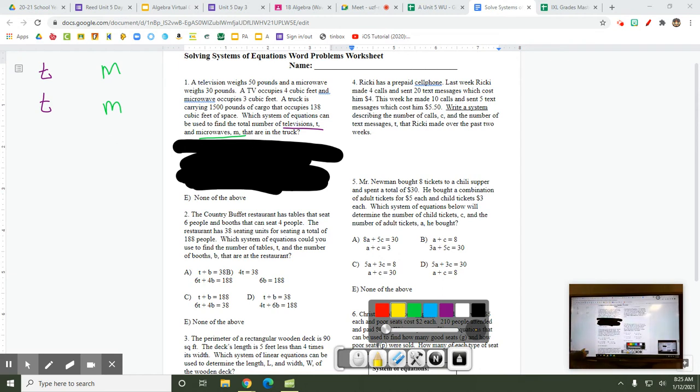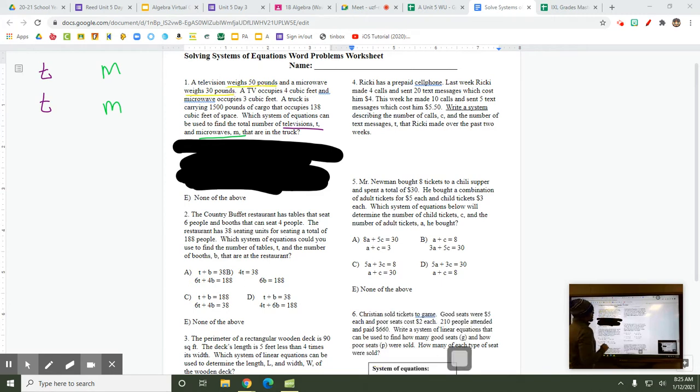A television weighs 50 pounds and a microwave weighs 30 pounds. This portion is important because we're talking about weight, 50 pounds and 30 pounds. The next sentence talks about cubic feet, which has nothing to do with pounds or weight, so let's skip that sentence and read the next one. A truck is carrying 1,500 pounds of cargo. Again, another reference to weight. So what we need to pay attention to is that they're all dealing with weight.